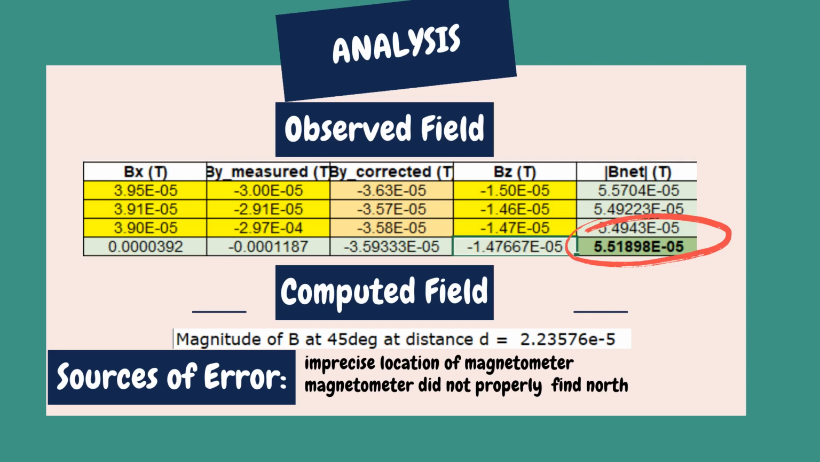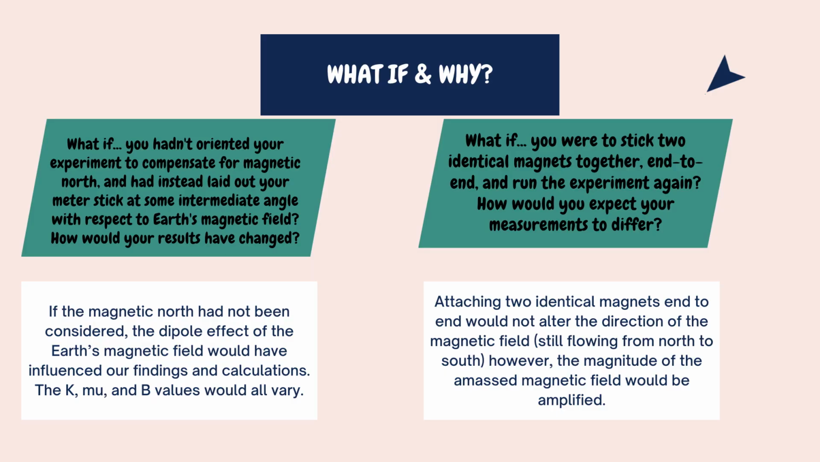The largest sources of potential error that may have compromised the integrity of my lab results may have been the imprecise location of the magnetometer on my phone, or the magnetometer not properly finding north, thus having the Earth's magnetic field alter or skew my data. If magnetic north had not been considered, the dipole effect of the Earth's magnetic field would have certainly influenced our findings and calculations. The K value, mu value, and B values will all vary.